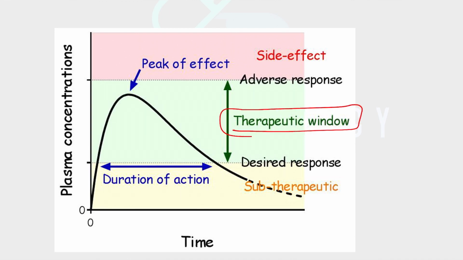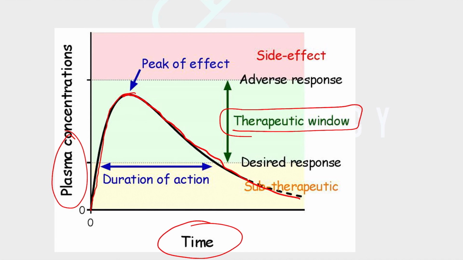Now what is the therapeutic window? Here in this graph it's time versus plasma concentration. As the time increases, the plasma concentration of drug rises, it reaches its peak, and then because of metabolism and excretion, the concentration of drug decreases.